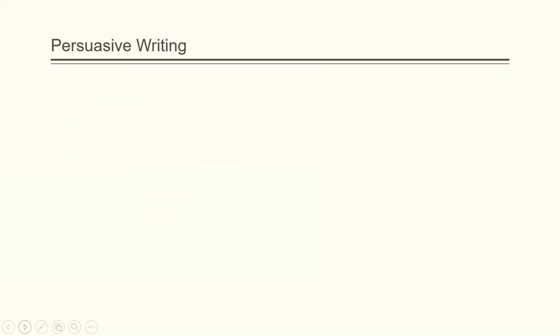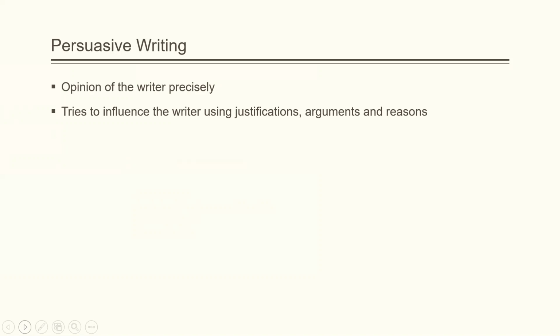Now let's look at persuasive writing. Persuasive writing, we get the opinion of the writer. Writerന്റെ അഭിപ്രായം, opinion means അഭിപ്രായമാണ്, we get to know in persuasive writing. They try to influence the reader using justification, arguments, and reasons. അവരുടെ reasonsഉം argumentsഉം ഉപയോഗിച്ച് they are trying to justify to us. Example, editorial pieces, critical analysis.